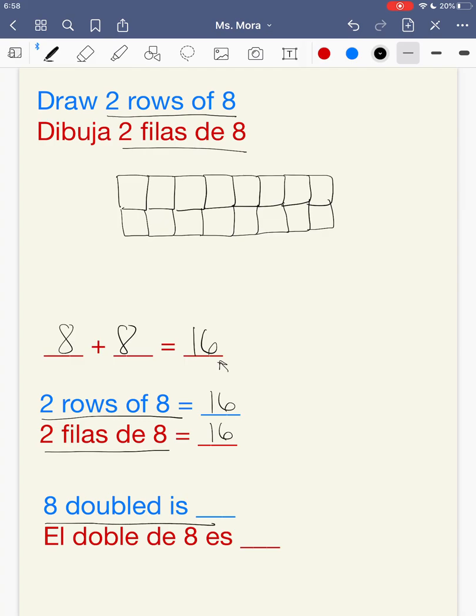And then 8 doubled is, so remember you're looking at the ones place, you have a 6, and 6 is even, is an even number.